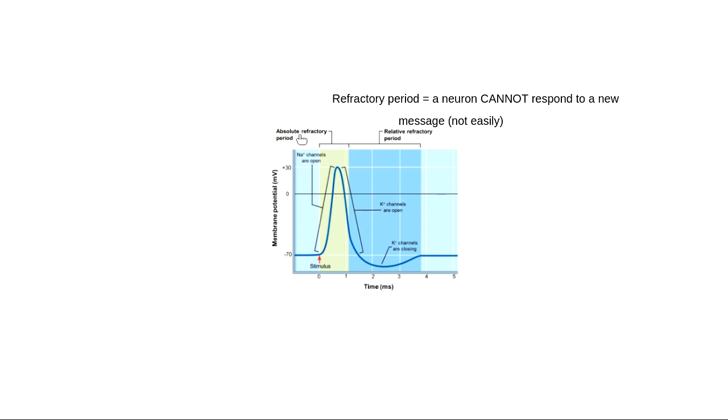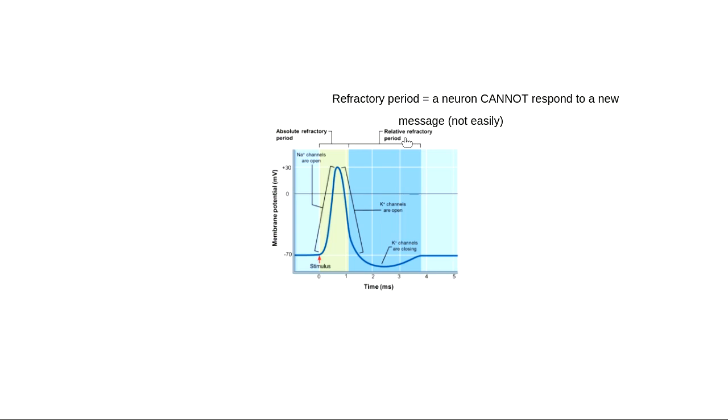There's no way. By the way, what happens when a neuron gets a message is it goes through the graph that we were looking at. So it shoots up high and then it goes back down, right? That's what happens when a neuron responds to a message. So during the phase called the absolute refractory period, I can't depolarize my membrane again. I can't get another message from my neighbors. I absolutely cannot.